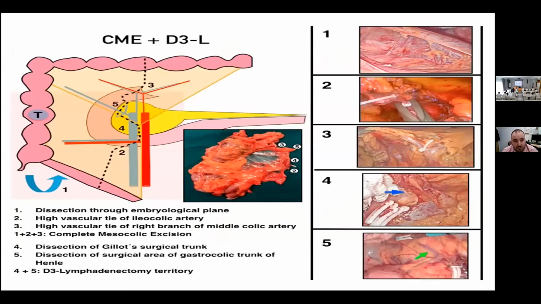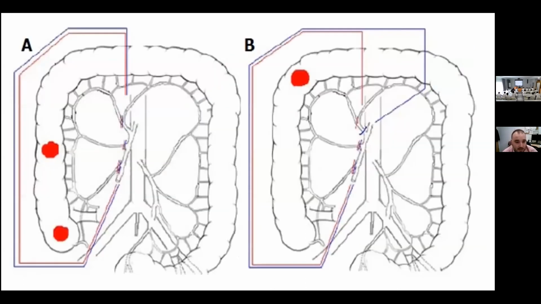This is a brief diagram just to explain right colon cancer and the different areas where you can have the high ligation of the ileocolic artery, including with the D3 lymph node dissection, which has mainly been designed by the Japanese. I personally feel that the D3 lymph node dissection is doable if we're talking about patients who have a very low BMI. And unfortunately, in Western countries, the patients have a high BMI, so the D3 lymph node dissection is not easily doable.